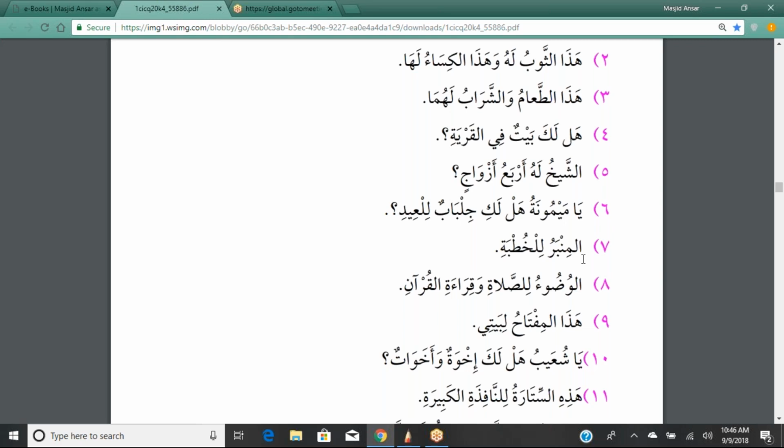Wudu is for making salah, and it's also for reading Quran. But it's not wajib to make it to read Quran. When is another time legislated to make wudu? Before you go to bed. So you also have to do that. Make wudu when you go to bed.